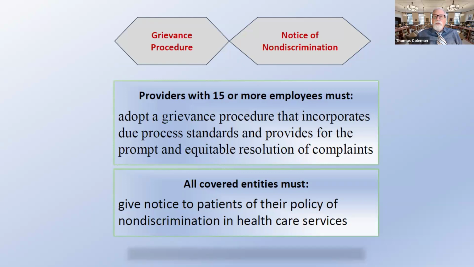With respect to the grievance procedure, providers with 15 or more employees have to adopt a procedure that incorporates what's called due process standards, which means there's a fairness and an ability to appeal to a higher authority within the organization, and that provides for the prompt and fair resolution of complaints. Furthermore, all covered entities, regardless of the number of employees, have to give notice to patients of the provider's policy regarding non-discrimination in healthcare services.